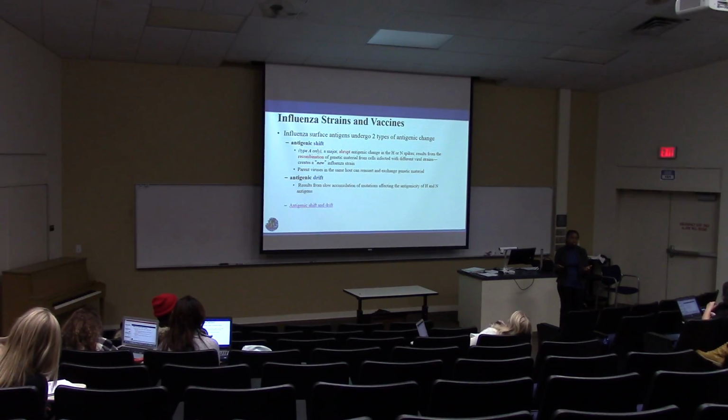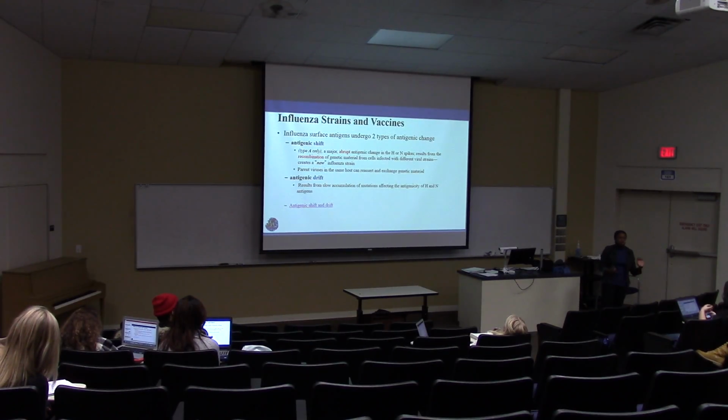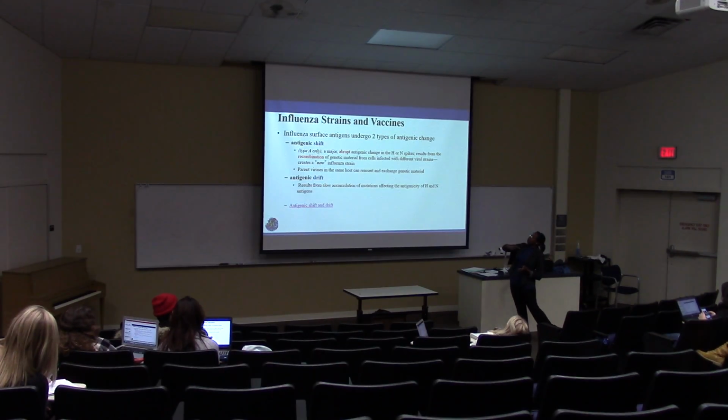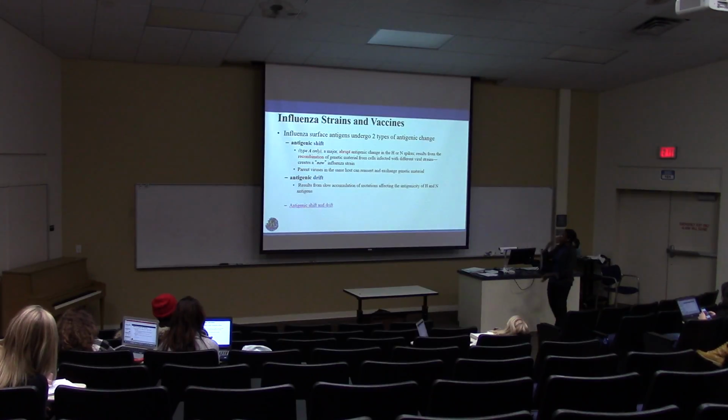That's how we get cancer. When they replicate, it could be something more virulent, something different from what originally came in. Now this person has a slightly different strain of the virus. Now over time, the flu virus will change. And this is what we call a drift. It's a very slow accumulation of mutations affecting the antigenicity of the H and N antigens.